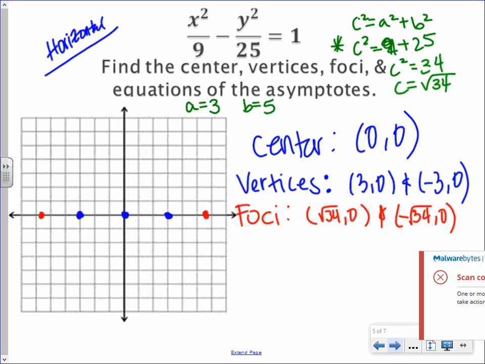Green is my light color. What I do in green is what you should do very lightly because it's actually not a part of the graph. So my B, which is also under the y, orients vertical movement. Our B is 5. So vertically, I'm going to go 1, 2, 3, 4, 5 from the center.